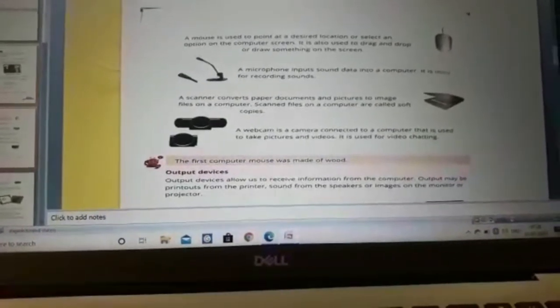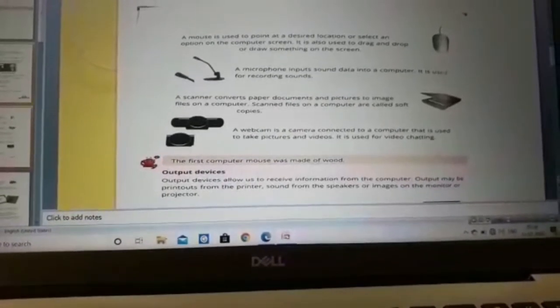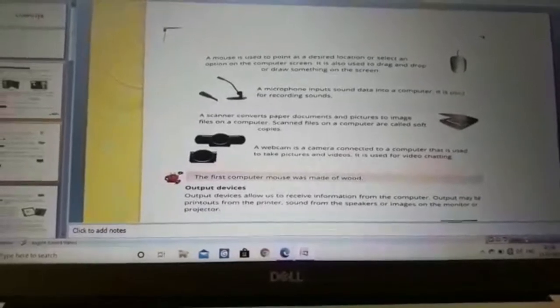Now look at the yellow box. The first computer mouse was made of wood. This is an amazing fact. The first computer mouse that was made, it was made of wood.